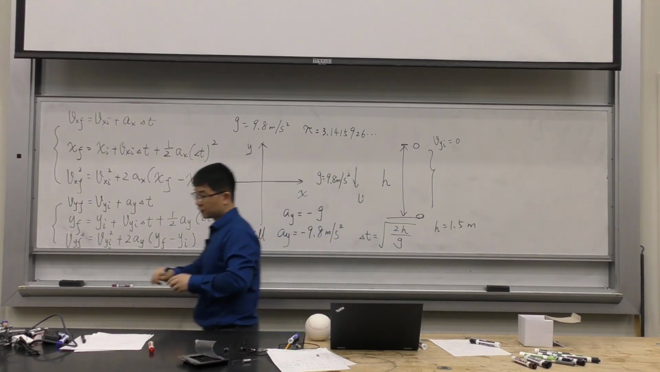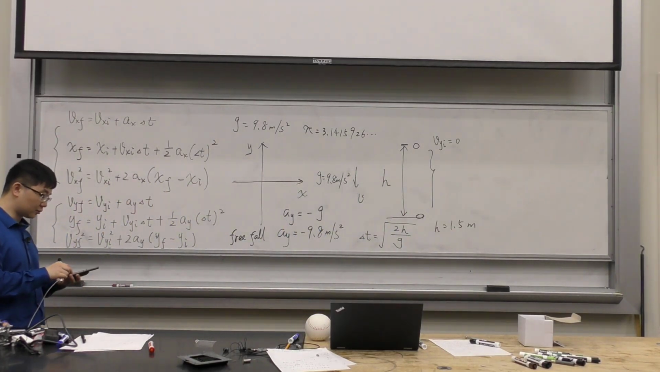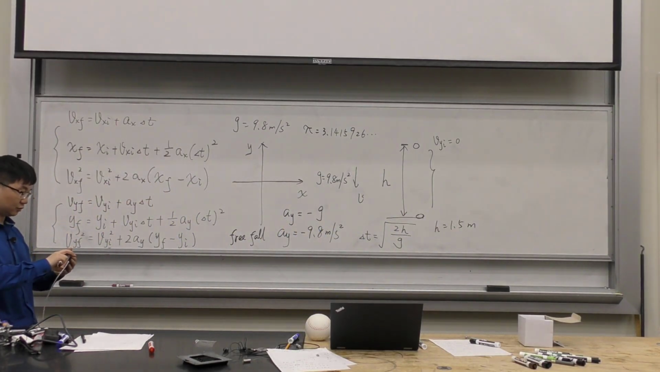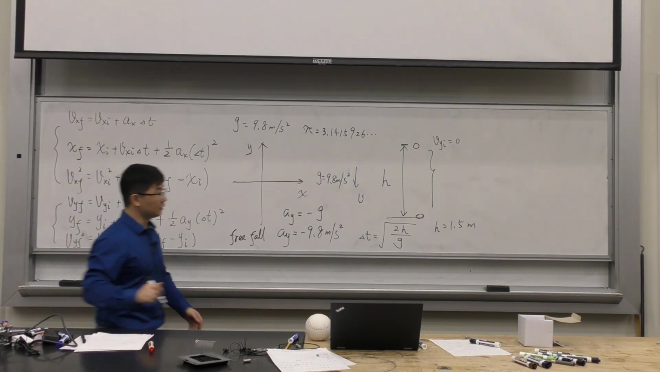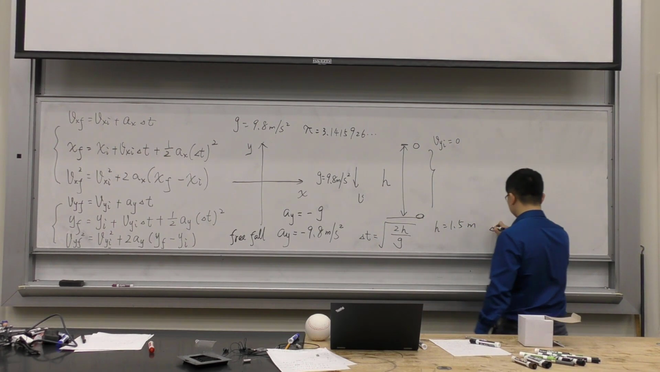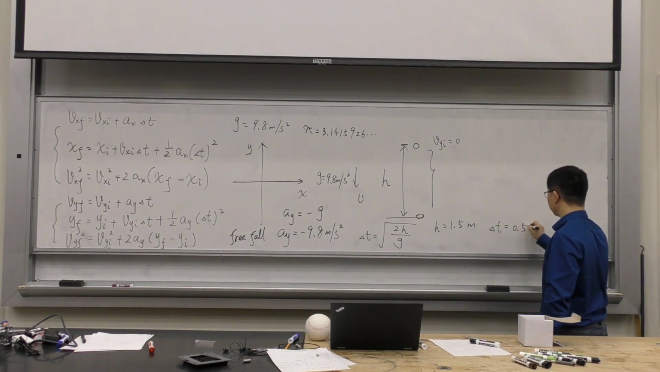All right, so what is the time you got? If you use this expression, this must be a general conclusion. So 2 times 1.5 divided by 9.8, take the square root, don't forget the square root. So the time, our prediction based on the theory we just learned, is going to be 0.55 seconds.